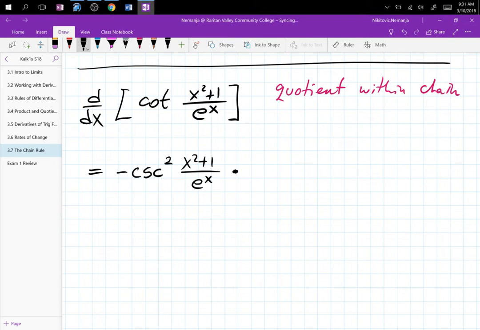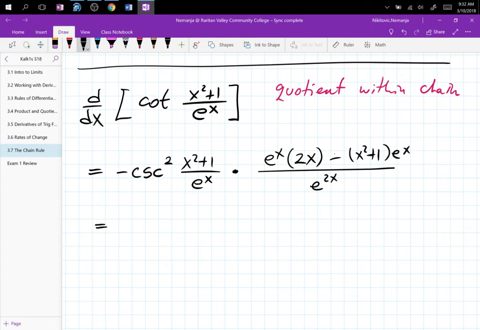Times, and now when we are doing the derivative of the inside, this is where the quotient rule kicks in. So we have e to the 2x, e to the x times the derivative of top, which is 2x, minus copy the top, which is x squared plus 1, times the derivative of e to the x, which is e to the x.